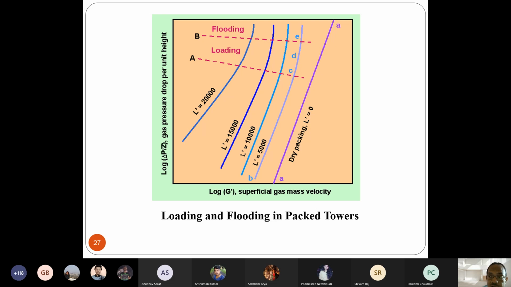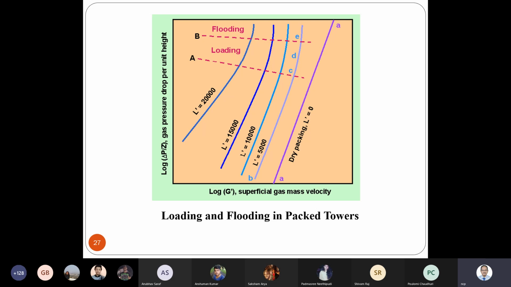Similarly, in case of packed tower, here also flooding occurs due to increased gas velocity. But one thing you can note here is that packed tower generally operates at lower gas pressure drop. So we can operate the tower at lower gas velocity compared to the tray tower, because in this case gas is not dispersed in the form of fine bubbles. So that is not required. So we can operate it at lower pressure or at low flow rates.